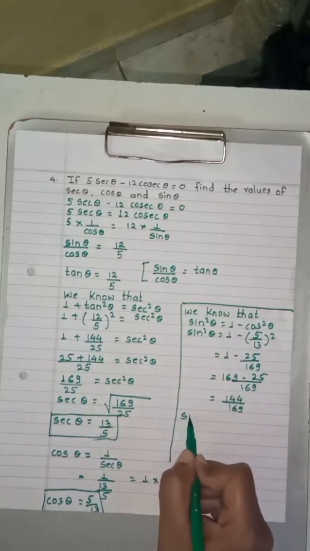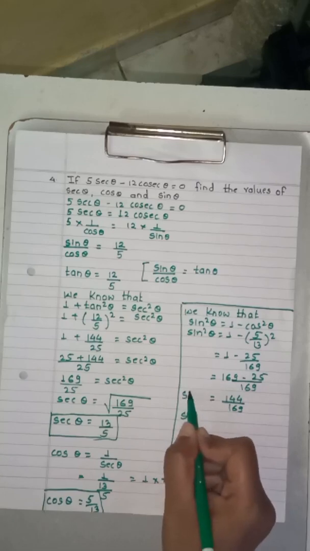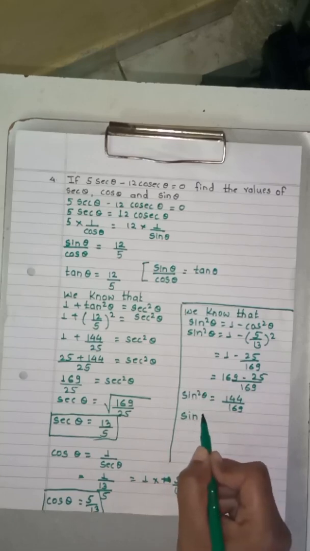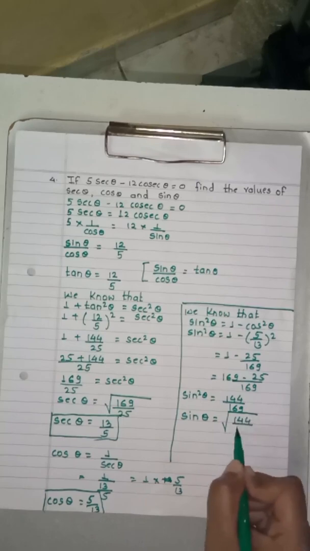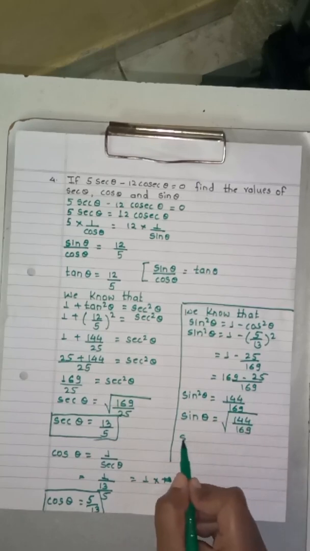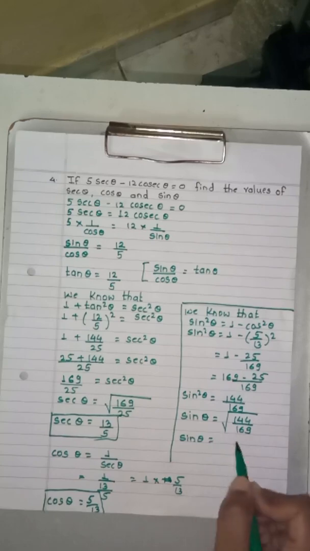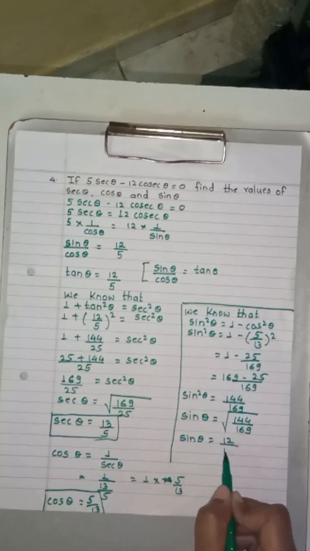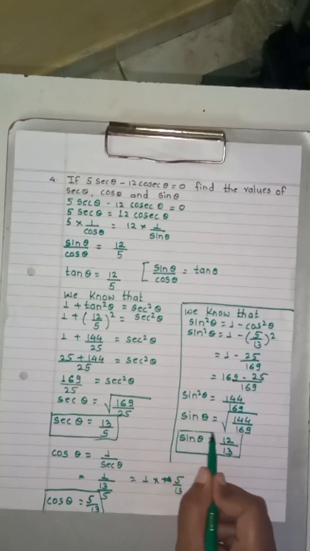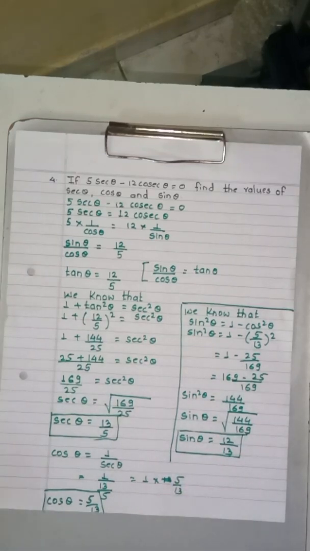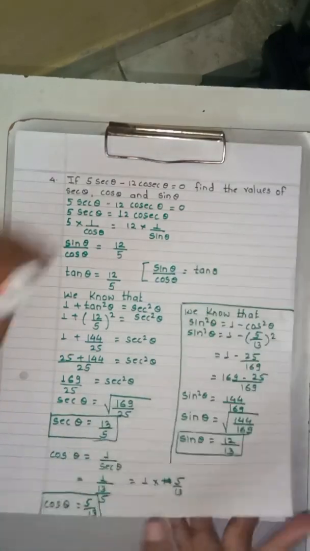So taking square root, here it is sin square theta. Sin theta will be under root of 144 upon 169. Therefore sin theta is equal to 12 upon 13. Okay, in this way we have completed the fourth question. Now let us move on towards the fifth question.